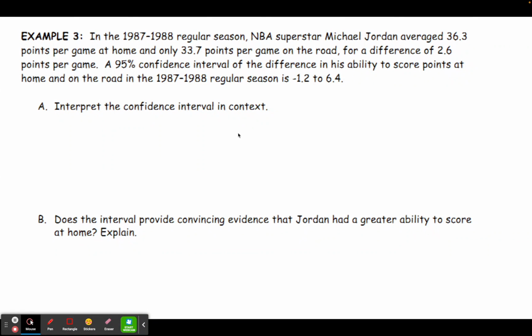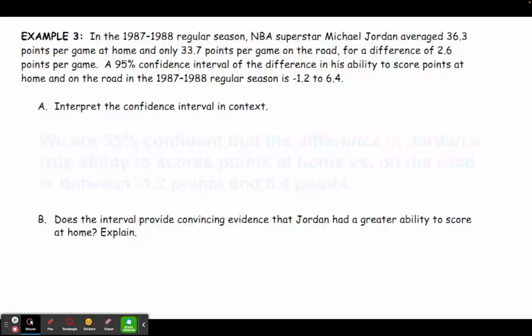Why do we have negative values here? Well, this negative means that it's possible that he maybe scored more points on the road than he did at home, or it would be a season rather, not a game. So it is possible that we could get a negative value there depending on which value was greater, points scored at home or points scored on the road.